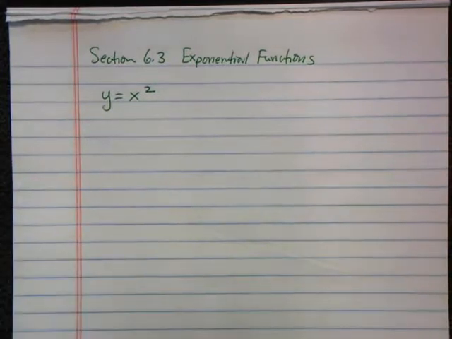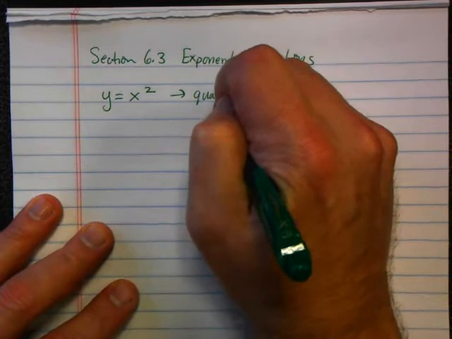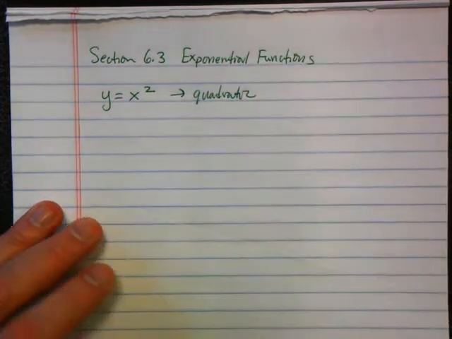that has an exponent. But that equation is not called exponential. In fact, we already know what kind of equation that's called. What kind of equation is that? What do we call an equation that has an x squared? That's called a quadratic. This one's quadratic. So what do we mean by exponential?